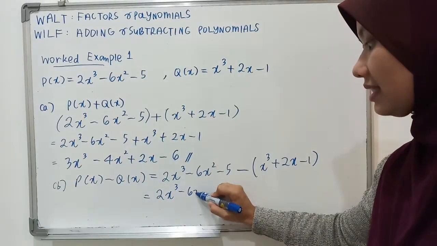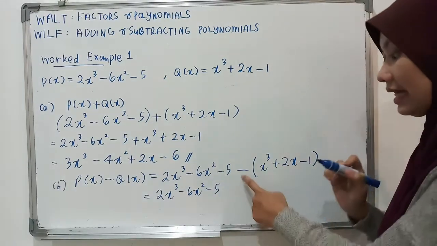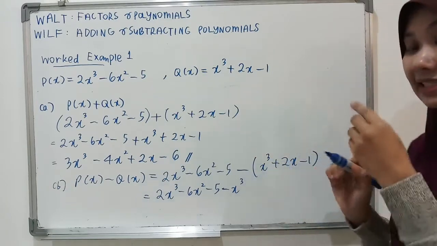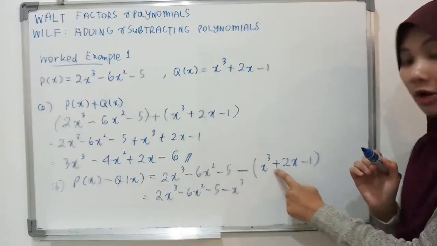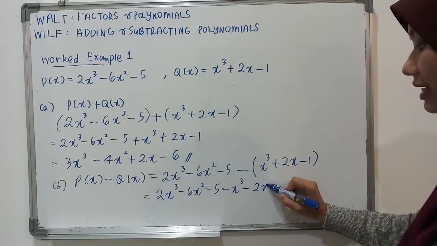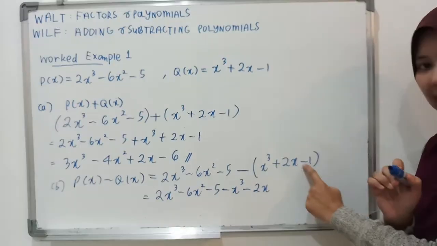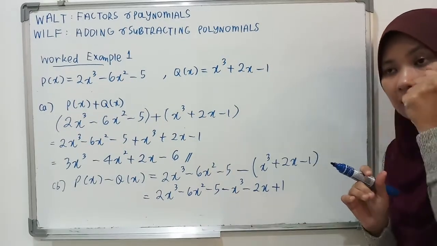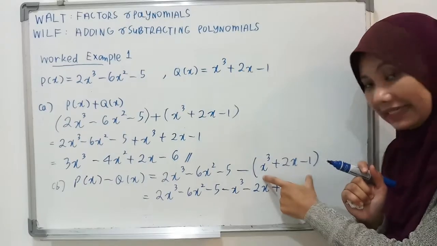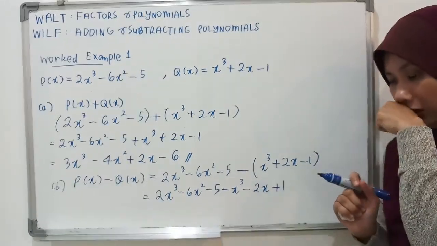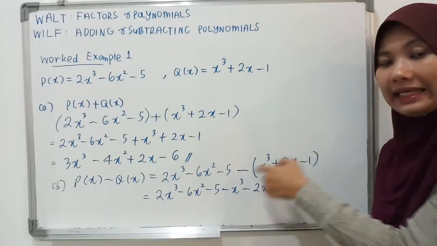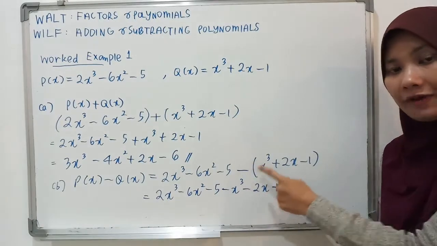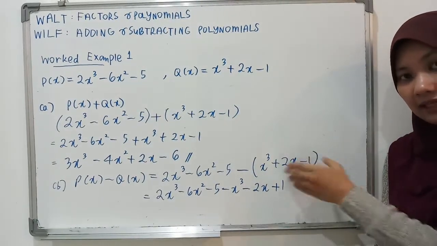Okay, so let's do this together. 2x cubed minus 6x squared minus 5. Negative positive becomes negative x cubed, sorry. And then negative positive, negative 2x. And then negative becomes plus 1. Okay, so this is very important. It's very important for you to put the bracket, especially if you have a negative sign in front of your bracket, because that negative sign will affect all signs in the bracket.